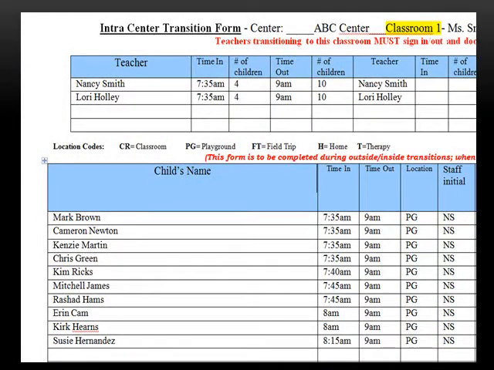As the children transition throughout the center, their movements are recorded on this form. In this example, the teachers have signed out of their classroom at 9 a.m. for their playground time, coded PG, and the teacher has initialed each child as they are signed out. The teacher also signs out of the classroom and counts how many children are in the room before they leave.